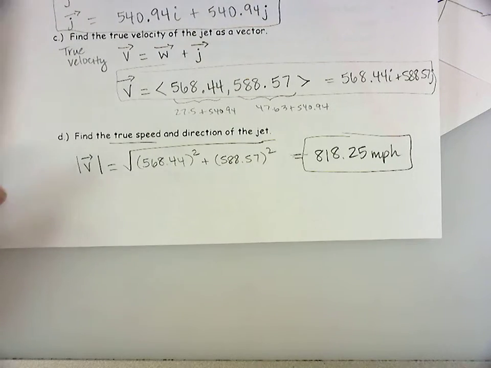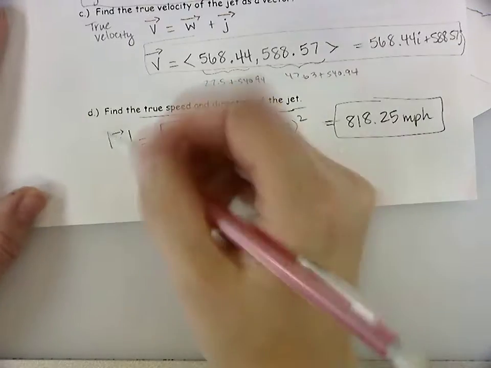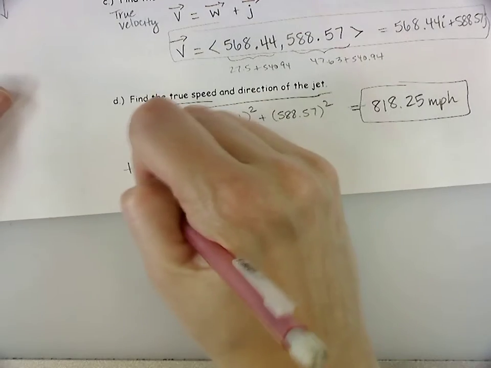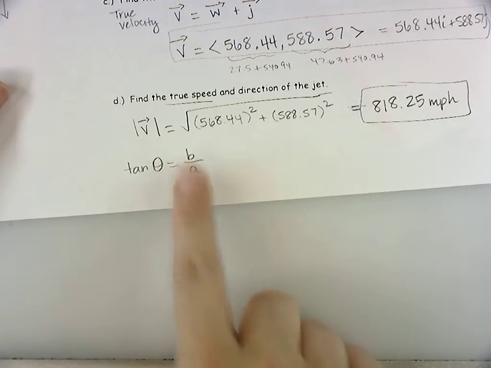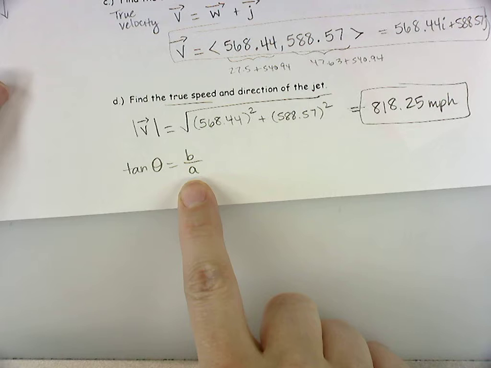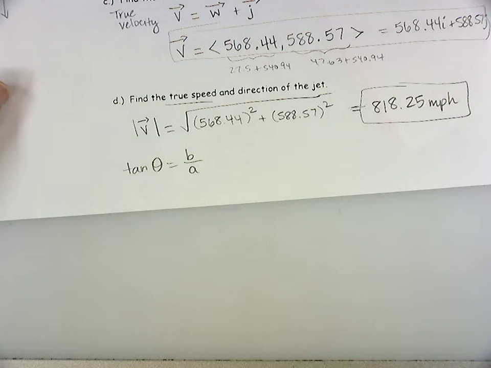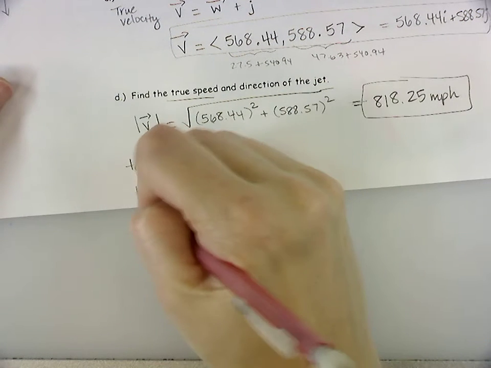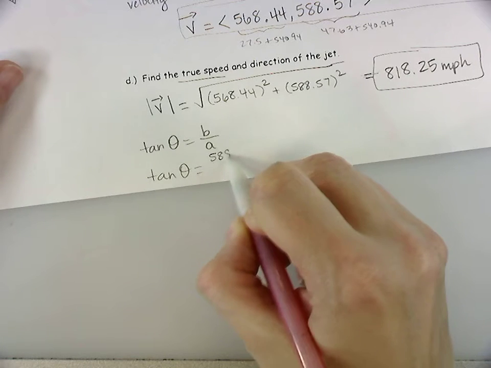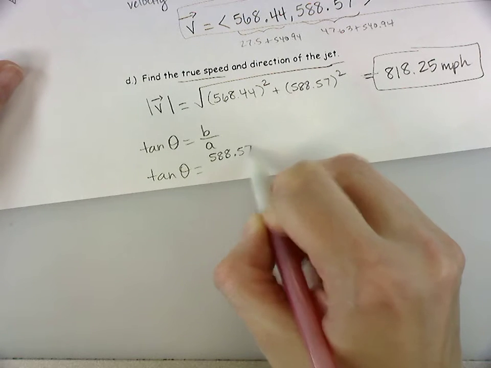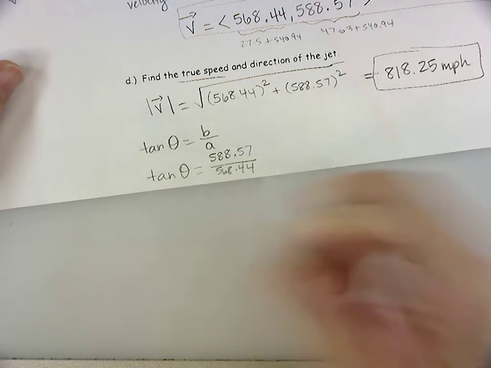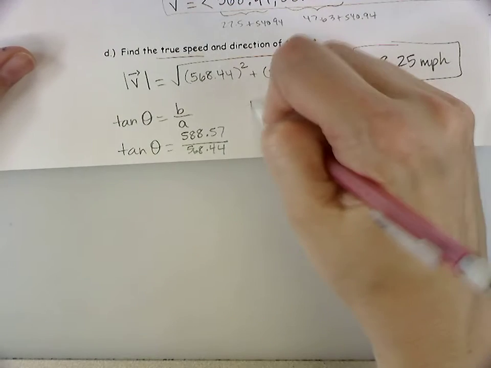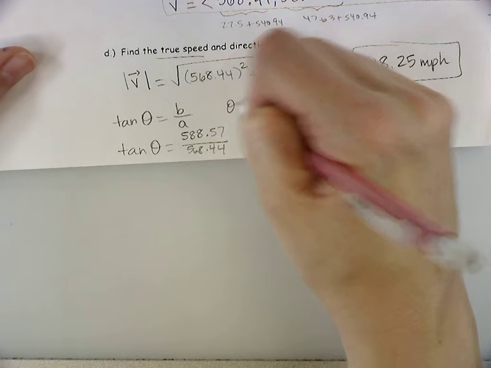Okay, good. Now it also says to find the direction of the jet. So whenever you're finding the direction, you're going to be using the tangent of theta equals b over a. Your b is going to be your vertical component. Your a is going to be your horizontal component. Okay, so it's the tangent of theta equals 588.57 over 568.44. Inverse tangent. Yup, so to find theta, we're going to use the inverse tangent.